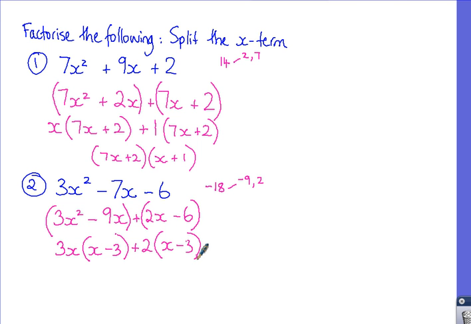Now, this is the step where you know whether you've done something right. This bracket and this bracket should be identical. If they're not, go back and check your factoring because you've done something wrong. Okay, so our solution here is the factor in the brackets, x minus 3, and the factor on the outside, 3x plus 2. And that's the answer to question 2.